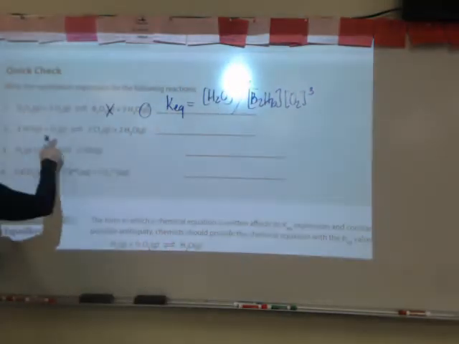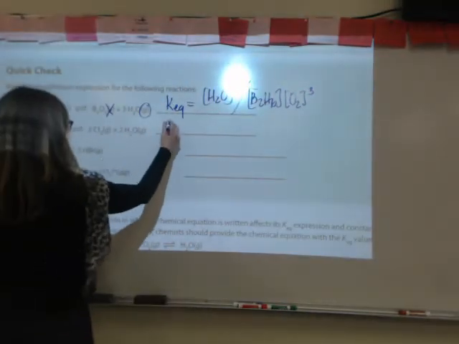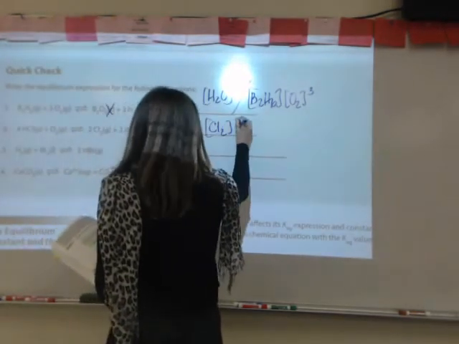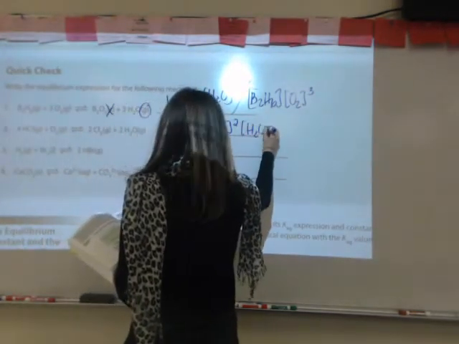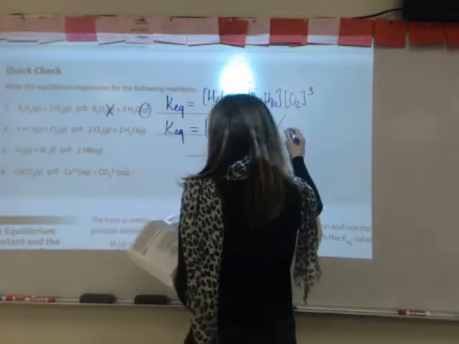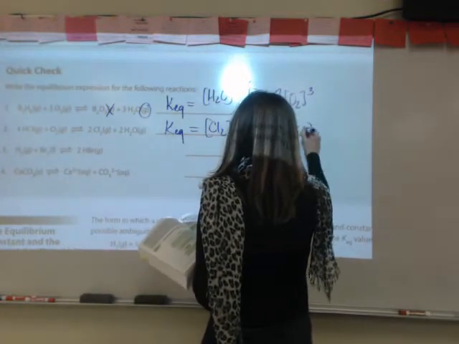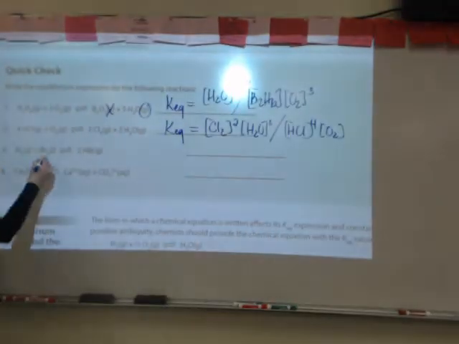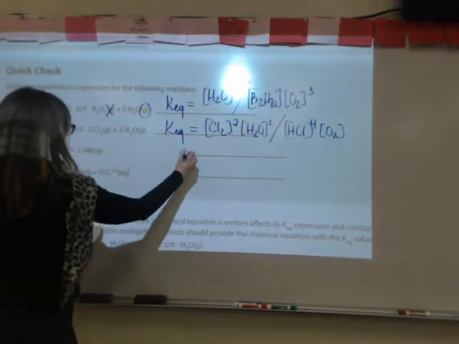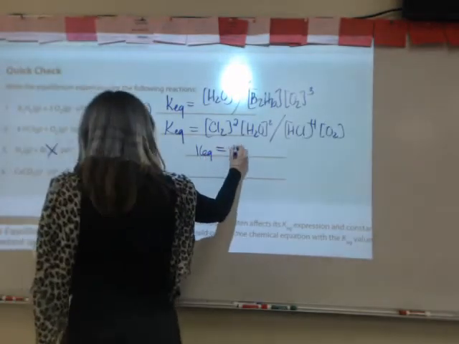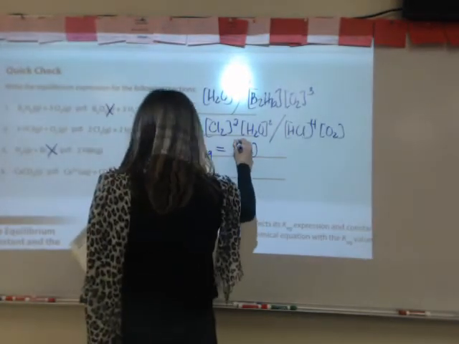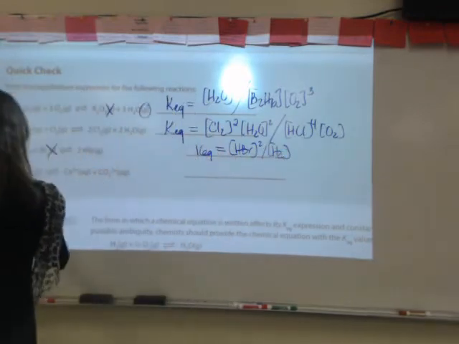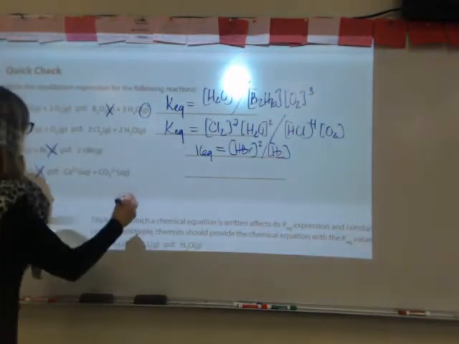For number 2, we would include all of these. So this is Cl2 squared times H2O squared, because H2O is a gas, divided by HCl raised to the fourth power, times O2. And then at number 3, we would exclude liquid bromine. And then at number 4, you would exclude the calcium carbonate because it's a solid.